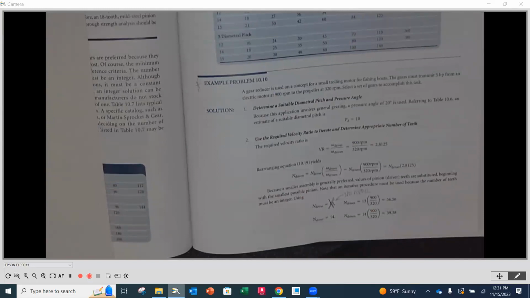Now, you're going to notice that they're going to rearrange their equation because we want to determine what is an appropriate set of teeth for my pinion, number of teeth on my pinion, number of teeth on my gear, okay?